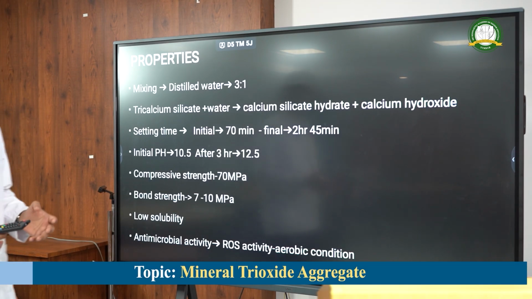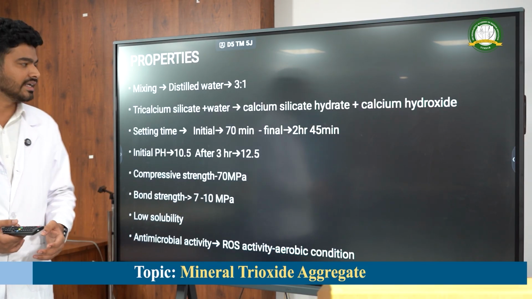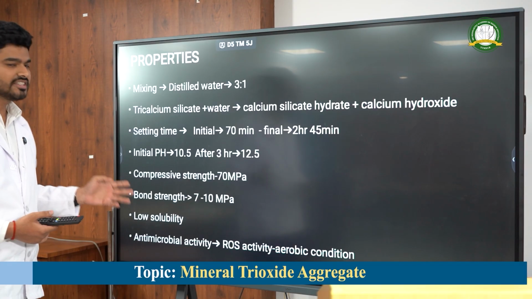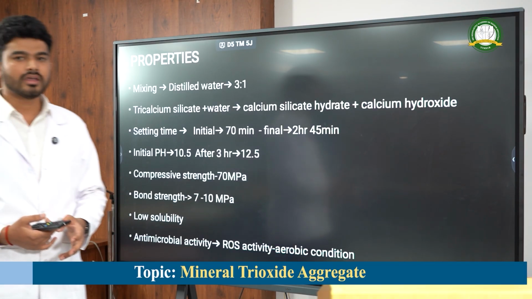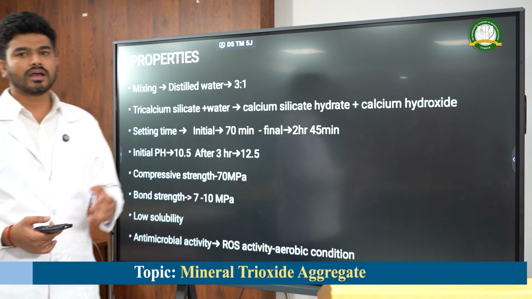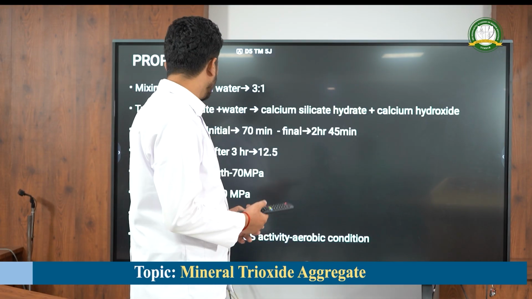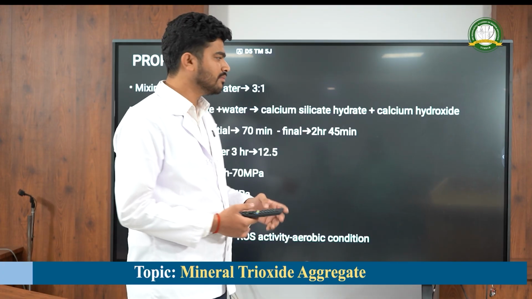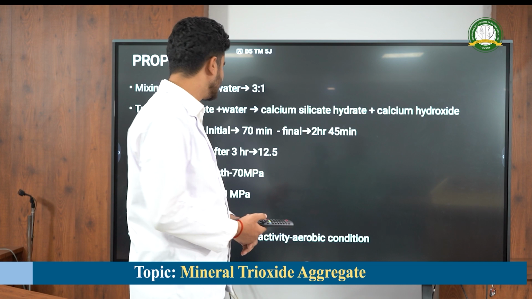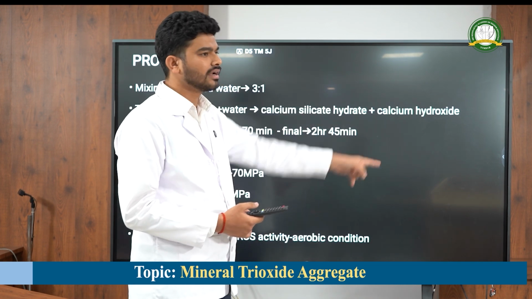The main disadvantage of MTA is the longer setting time. The initial setting time is 70 minutes, whereas the final setting time is 2 hours 45 minutes. The initial pH is 10.5 and the final pH is 12.5. So MTA is highly alkaline in nature. The bond strength is 7 to 10 megapascals, whereas the compressive strength is 70 megapascals.